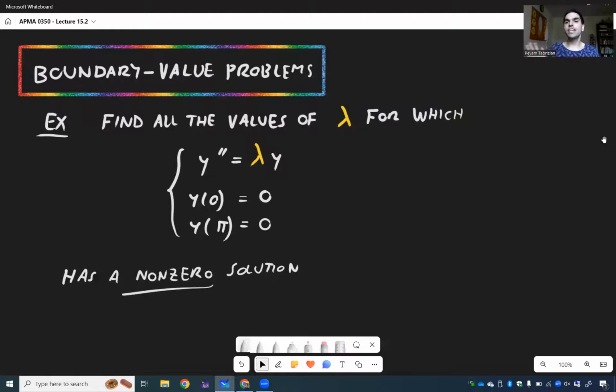Here is a nice application of all the techniques that we've learned so far, which will be incredibly useful if you ever take partial differential equations. So the problem is as follows. Let's find all the values of lambda for which this differential equation y double prime equals lambda y, with y 0 at 0 and 0 at pi, has a non-zero solution. So the key is non-zero. And we will see there will just be selected values of lambda for which this works.